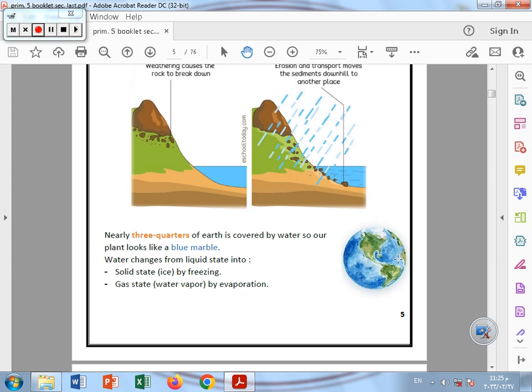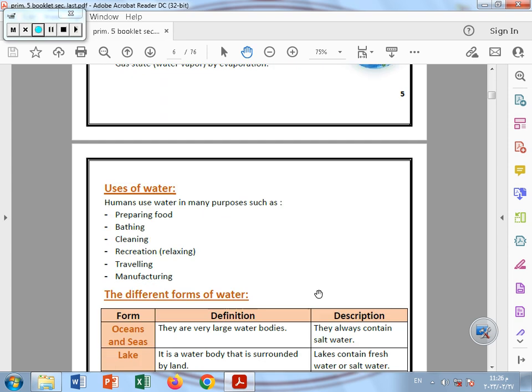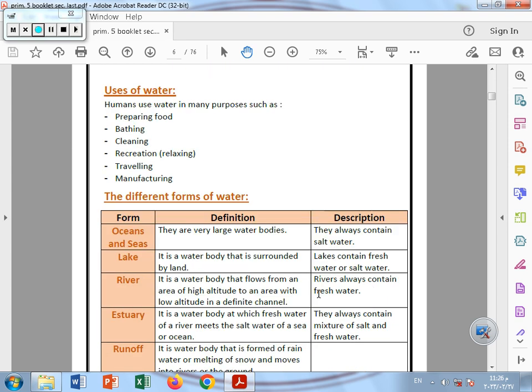And we know that our Earth looks like a blue marble, but why? If I asked you to give a reason, our planet looks like a blue marble because it's covered with 70% of water. So about 3/4 of Earth is covered by water like this, so we can see the Earth as a blue marble. And we have different uses of water. Humans use water in many things, such as preparing food, bathing, cleaning, or traveling with boats and ships.